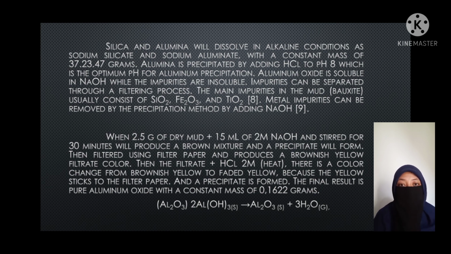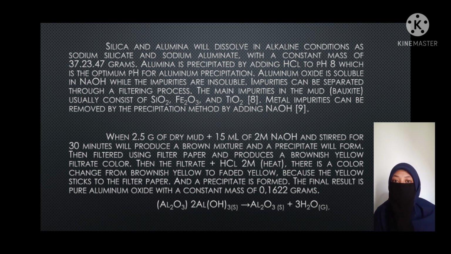The main impurities in the red mud, bauxite, usually consist of SiO2, Fe2O3, and TiO2. Metal impurities can be removed by the precipitation method by adding NaOH.